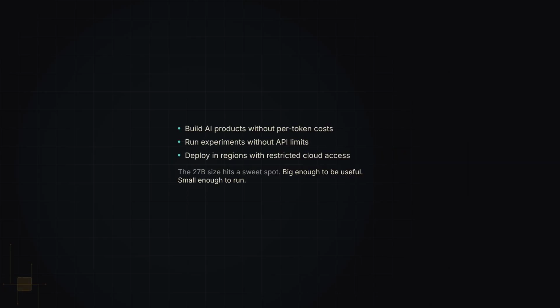Think about what this enables. A startup can build an AI product without paying per token to OpenAI or Anthropic. A researcher can run experiments without worrying about API costs. A developer in a country with restricted cloud access can run a capable model locally. The 27B size hits a sweet spot, big enough to be genuinely useful, small enough to actually run. And the Apache license means the ecosystem can build on it without asking permission.